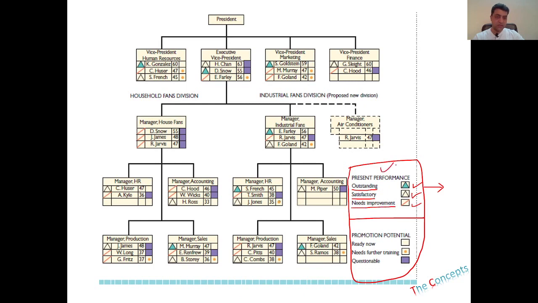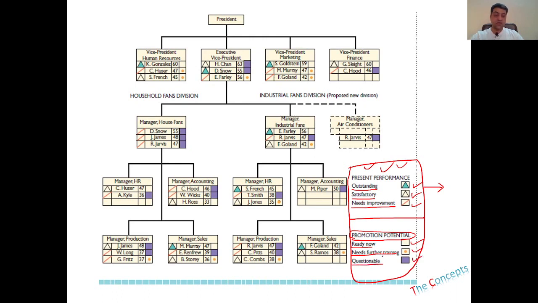So this is about the performance which you have got from your performance appraisal from the last 2, 3, 4, or 5 years. The next thing to understand is that you also have to look at other trainings and everything, and based on that, you're saying if the person is capable of the promotion. So promotion potential is ready now if you have this sign, needs further training if you have this sign, and if the promotion is questionable, you will have this sign.